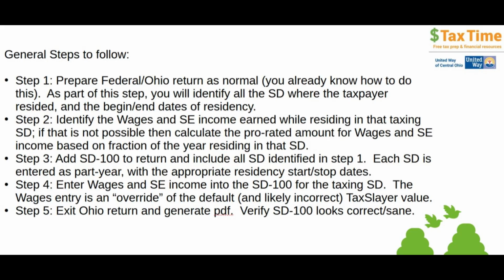In step 3, we'll add the ST100 to the return. We will include all the school districts identified in step 1. Each school district will be entered as a part year residency with the appropriate residency start and stop dates. In step 4, we will enter the wages and self-employment income into the ST100 for that taxing school district. The wage entry is going to be an override of the default value that TaxSlayer calculates, which it's best to assume that the value that TaxSlayer populates is going to be incorrect. Step 5, we will exit the Ohio return, generate a PDF, and verify that the ST100 looks correct and sane.